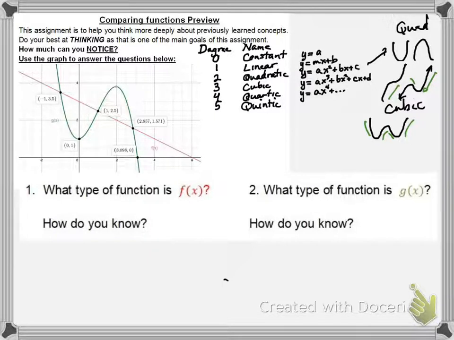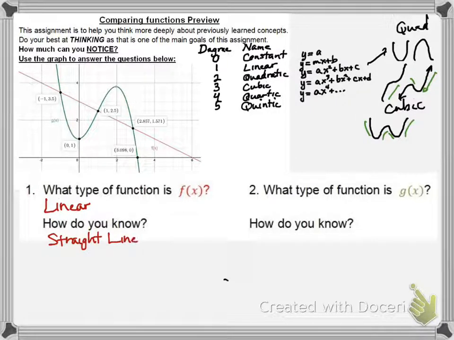They're never fraction exponents. So if I look at f of x, yeah, that looks like a straight line. And the word for a straight line is linear. How do I know it's linear? Straight line.